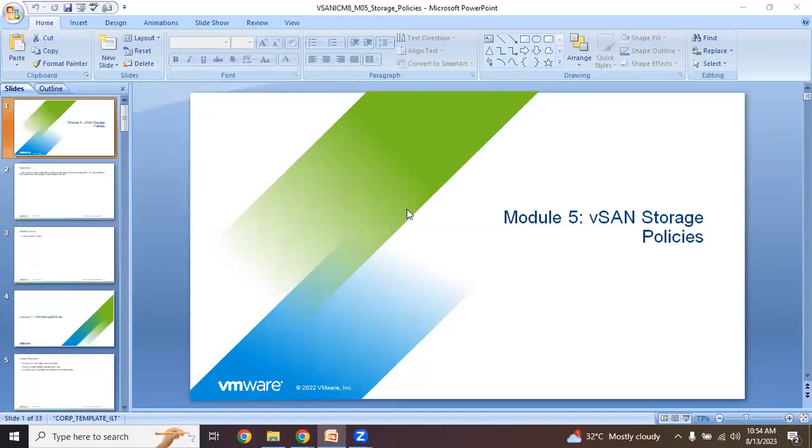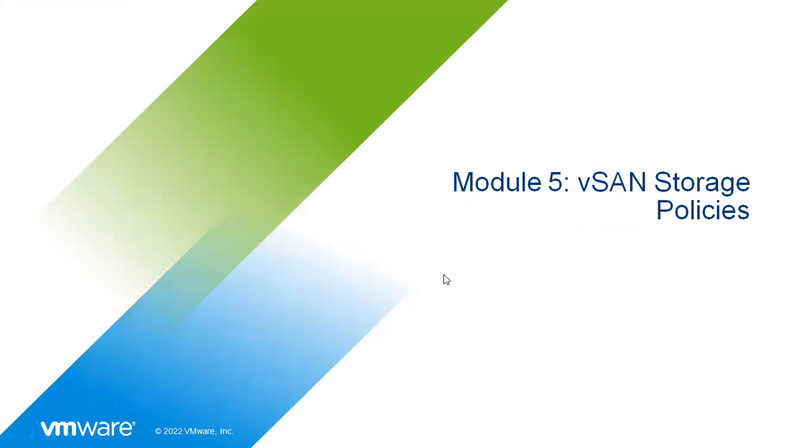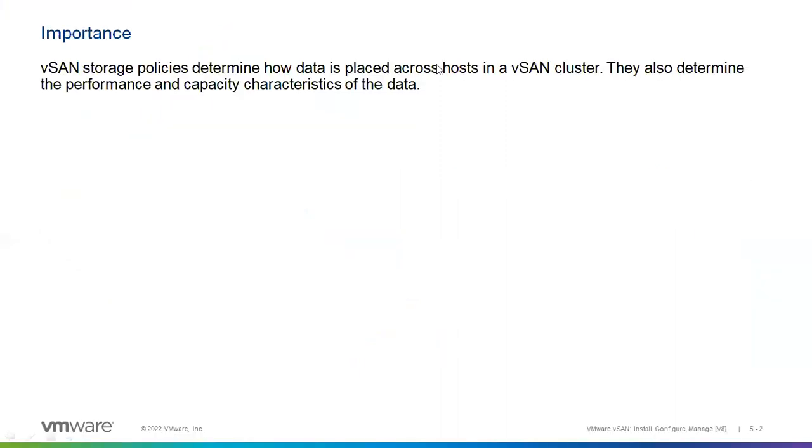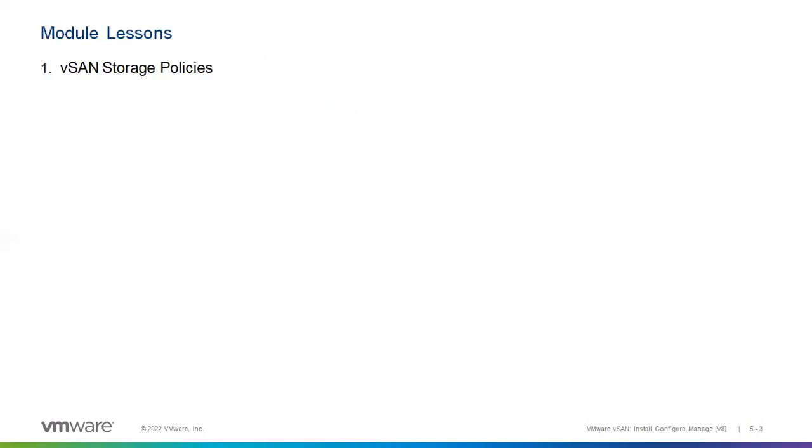So module 5 is about vSAN storage policies. That's one of the important modules while we are planning for our capacity placement of the objects and components. We'll see overall how we can optimize the capacity and how we can reclaim the space as compared to traditional storage, and which storage policy gives us benefits from a performance perspective and a capacity perspective. That's all we are going to discuss in this module.